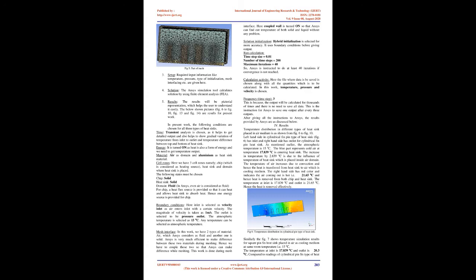In present work, the following conditions are chosen for all 3 types of heat sinks. Time: transient analysis is chosen, as it helps to get detailed output and also helps to show gradual variation of temperature from inlet to outlet and the temperature difference between top and bottom of the heat sink. Energy: it is turned on as heat is also a form of energy and we need to get temperature output. Material: air as domain and aluminium as heat sink material. Cell zones: here we have 3 cell zones, namely chip, which is considered as the heating source, heat sink, and the domain where the heat sink is placed.